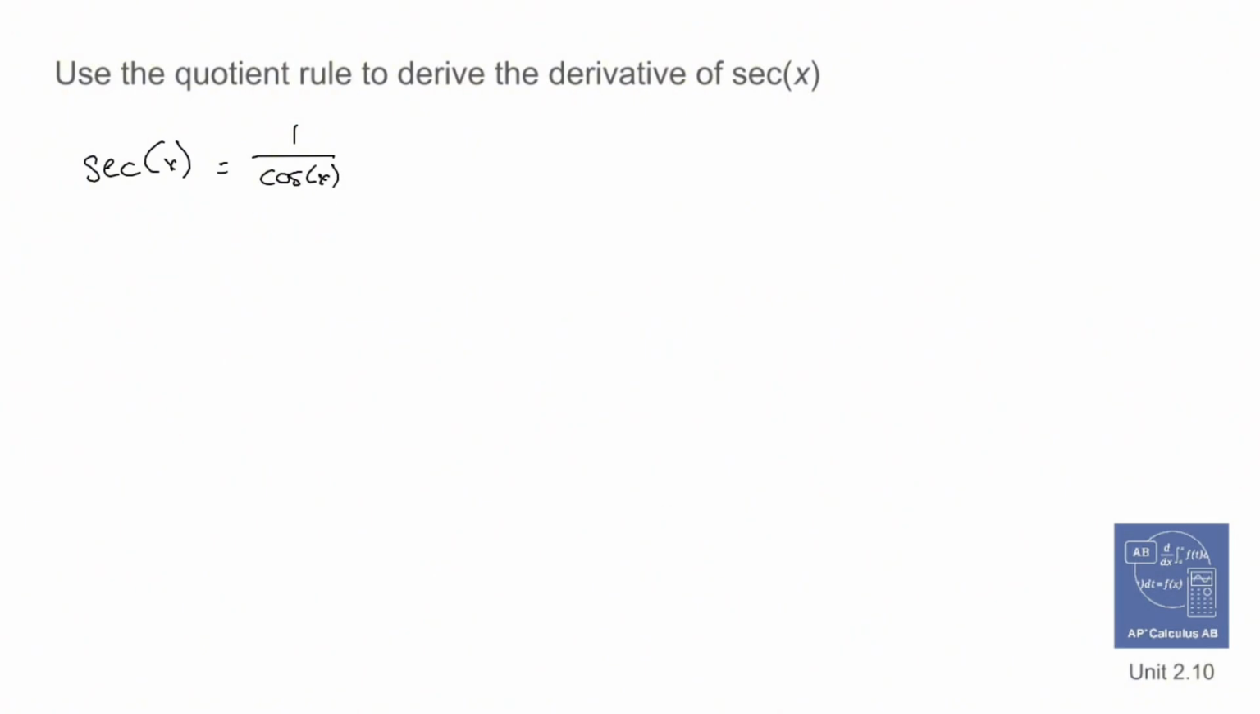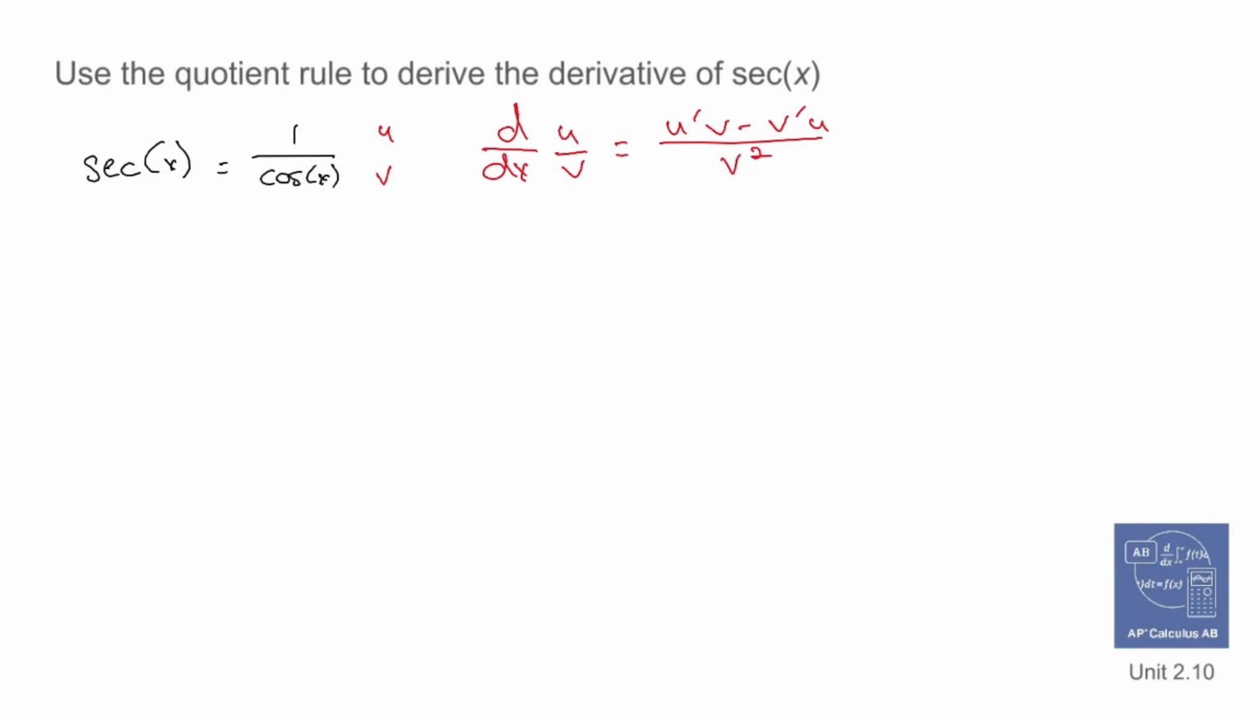So what I'm going to do is label u and label v, and I'm going to remind myself that the quotient rule is the derivative of u over v is u prime v minus v prime u over v squared.